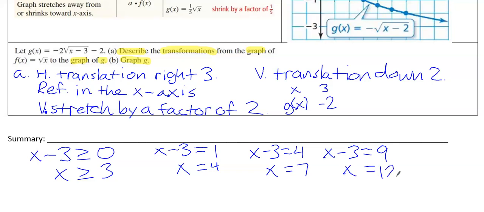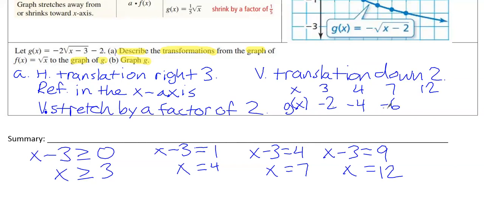If you don't know why I'm doing this, watch this. 4, 7, 12. If I substitute 4 into this function, 4 minus 3 is 1. What's the square root of 1? 1. 1 times negative 2? Negative 2 minus 2, negative 4. Why do I want 7? Because 7 minus 3 is 4. What's the square root of 4? 2. We're only taking the principal square root, not the negative, by the way. Square root of 4 is 2. 2 times negative 2 is negative 4. Negative 4 minus 2 is negative 6.